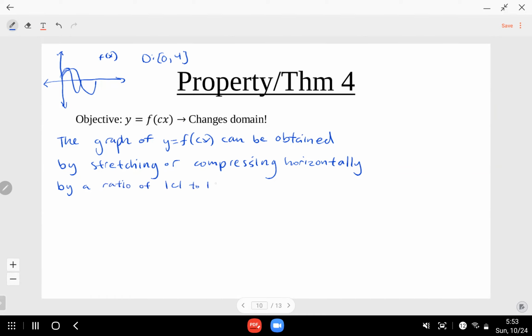Are there any questions? Oh, I forgot one part. If c is greater than 1, you're going to be compressing. Then if c is in between 0 and 1, then you're going to stretch. Are there any questions? Oh, wait.